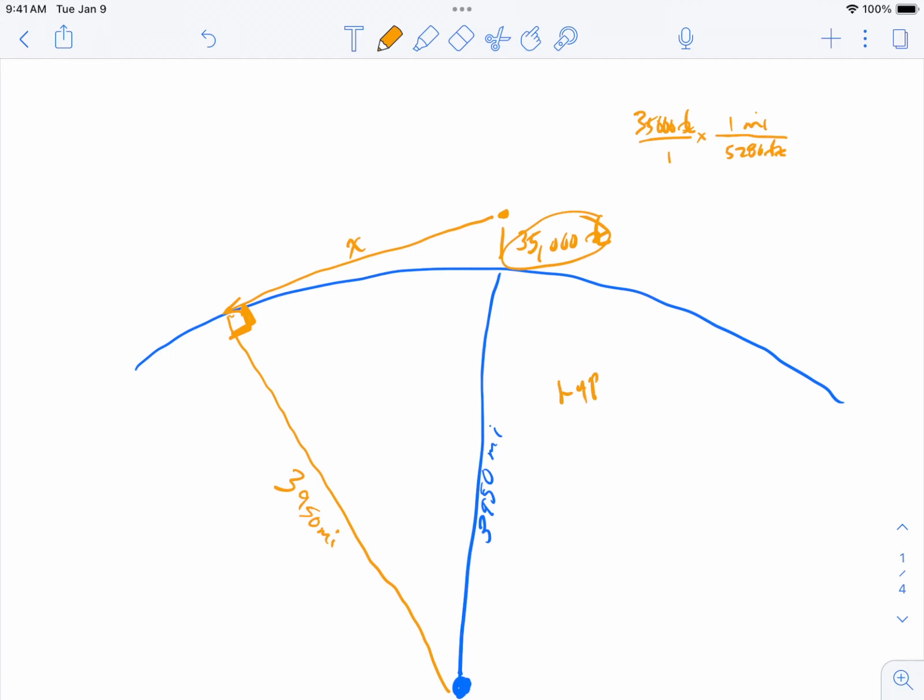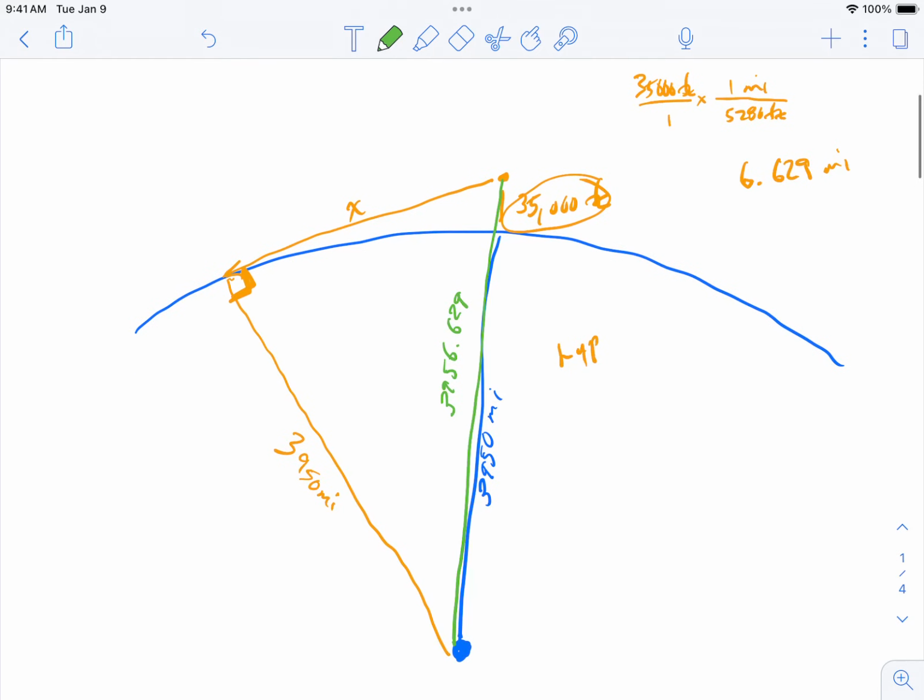So 35,000 divided by 5280. I was saying it was about 7 miles. Actually, I like to carry some decimal places, so it's 6.629 or so miles. Okay, so looking at this right triangle now, I'm going to think of this as a right triangle in green, where the hypotenuse is 3956.629. And this base over here, of course, is still 3950, and we're solving for x.